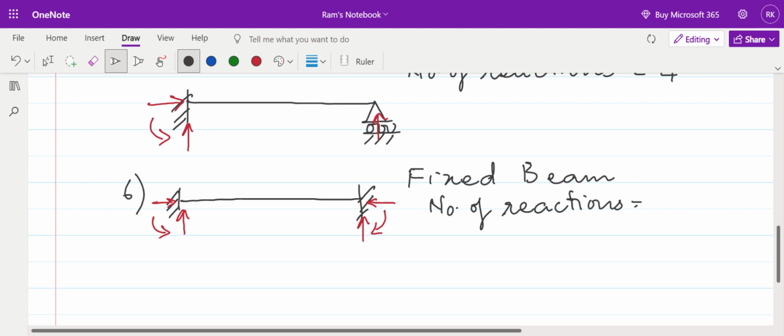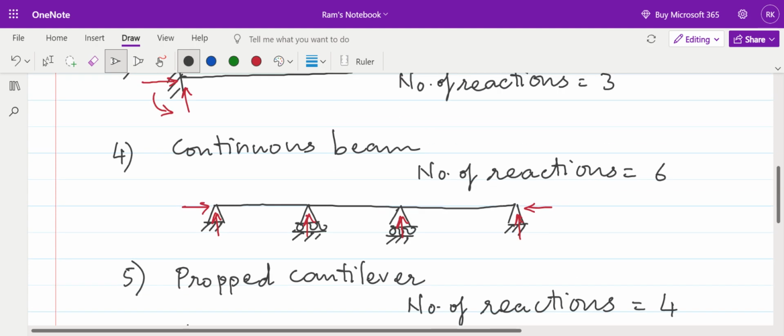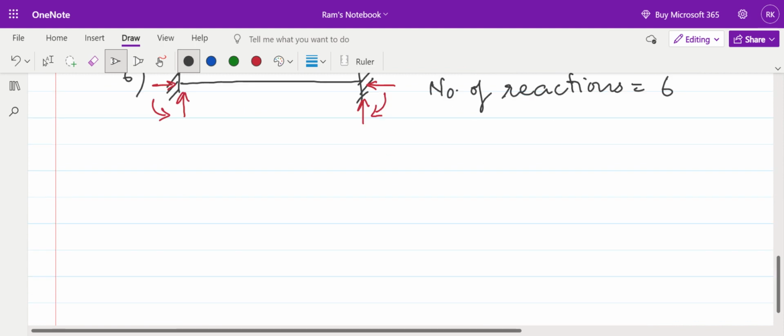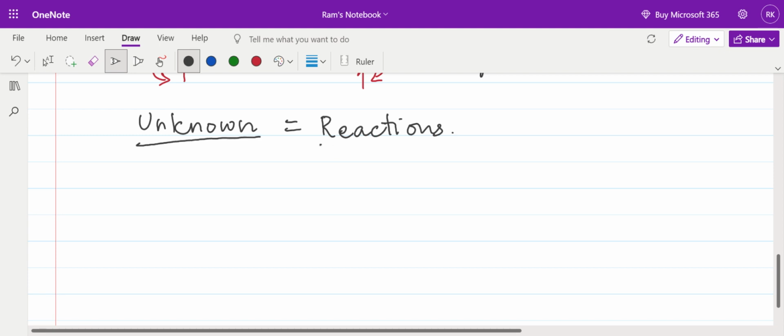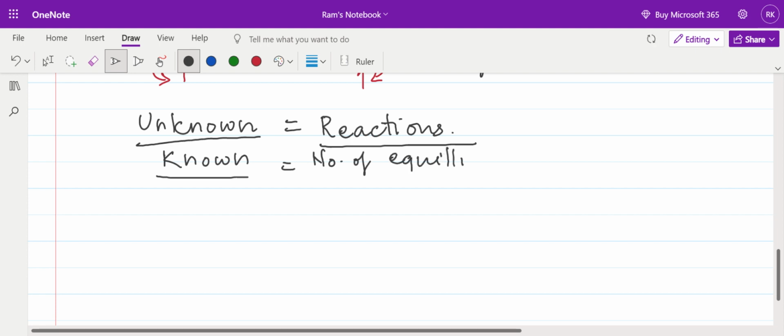So my friends, in the static analysis of any structure, we know the number of equilibrium equations. The unknowns are reactions. Once we determine the reactions, we can plot the shear force diagram, bending moment diagram, axial force diagram and all other things. So the unknowns are reactions. And what are the known things? The known things in static analysis are the number of equilibrium equations. The equilibrium concept was introduced to you in our basic mechanics course as well as in the structural mechanics course.